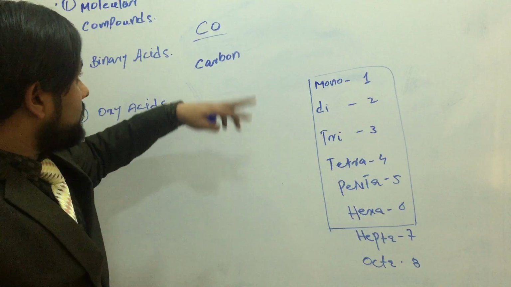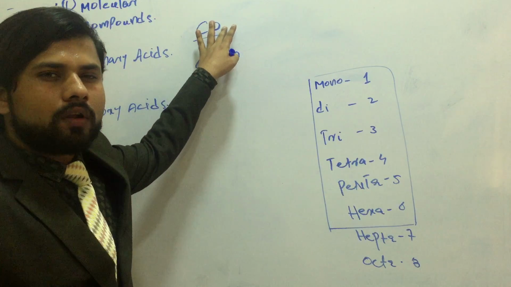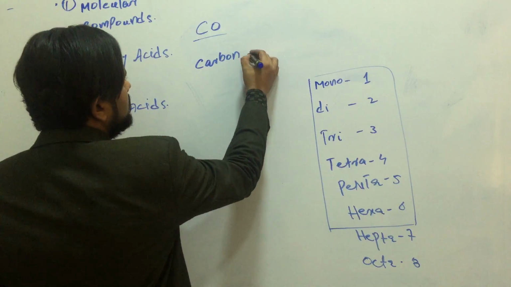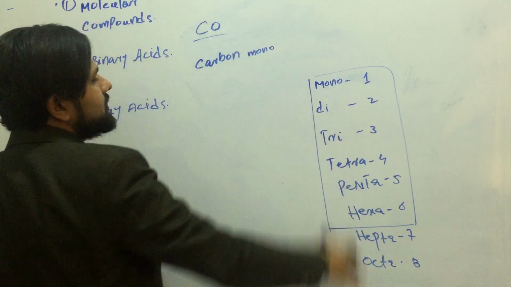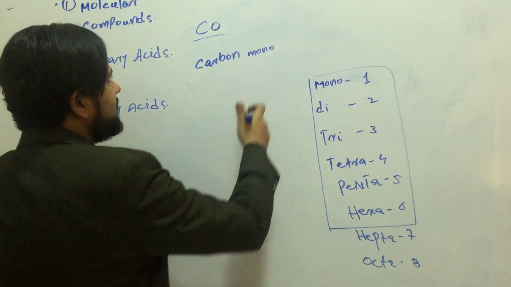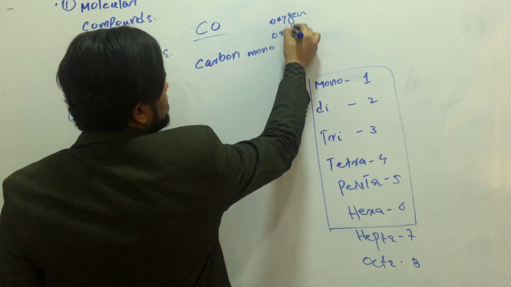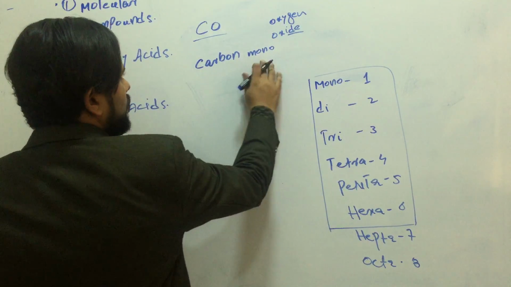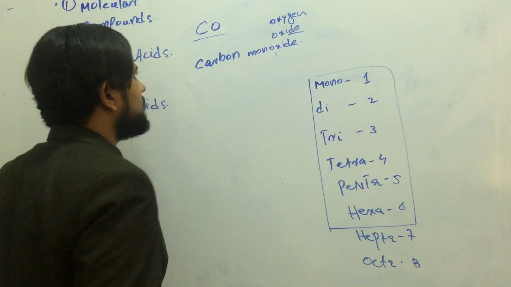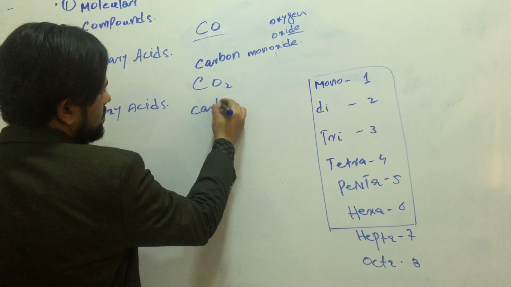So the first element will be named as it is, like carbon, and for the oxygen it depends on how many atoms you have. We have only one atom, so for one it is mono. So you will add there carbon mono, and oxygen will get the suffix -ide, meaning the ending letters will be, instead of oxygen I will write oxide. -ide is your suffix. So carbon monoxide.